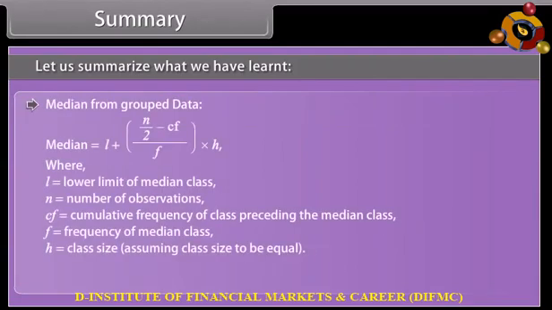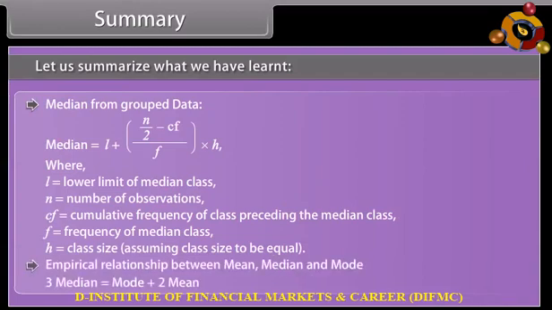Median from grouped data. L plus (n by 2 minus CF) divided by f and multiplied by h, where L is equal to lower limit of median class, n is equal to number of observations, CF is equal to cumulative frequency of class preceding the median class, f is equal to frequency of median class, h equals class size, assuming class size to be equal. Empirical relationship between mean, median and mode. 3 median equals mode plus 2 mean.